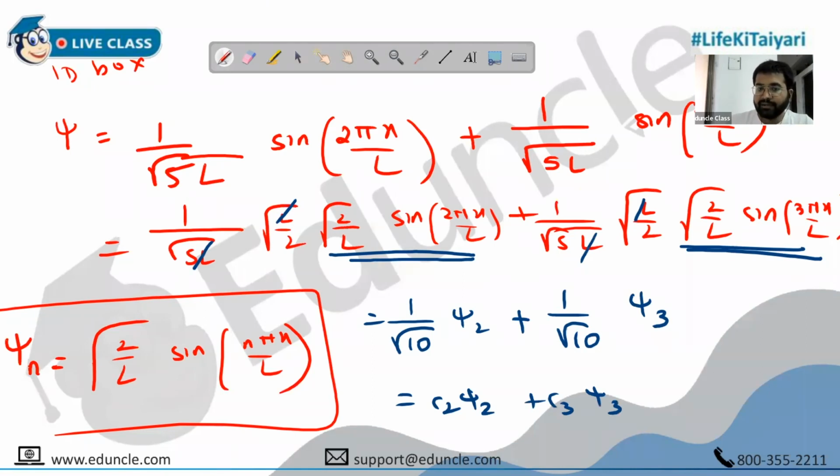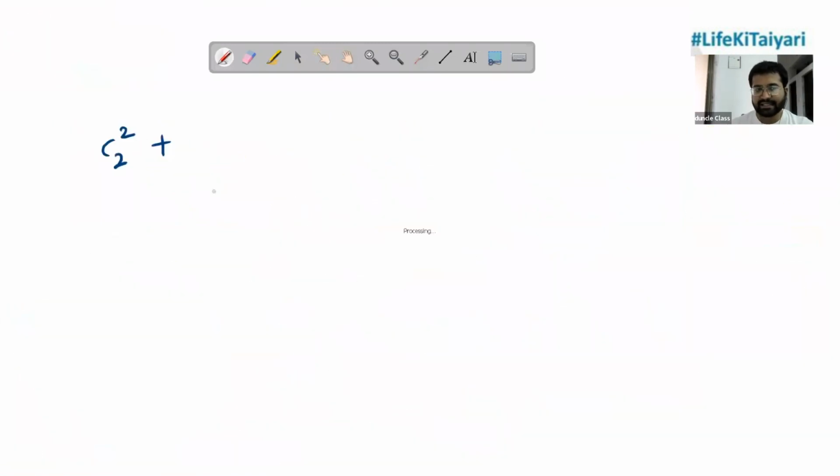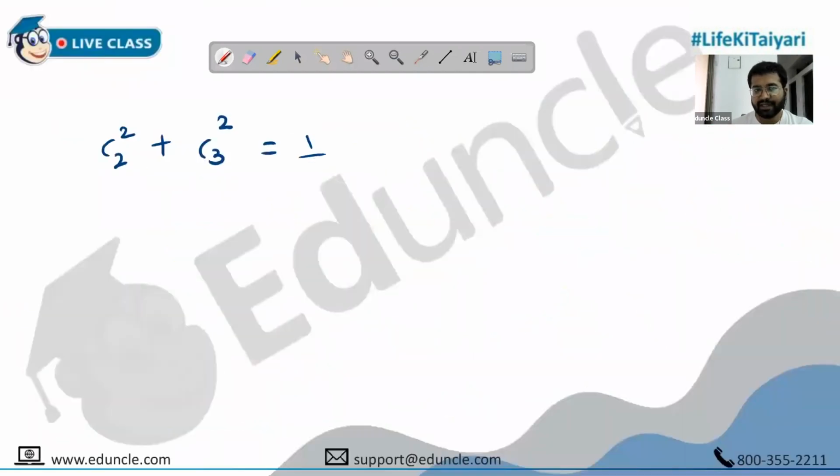So where C2 is 1 upon root 10 and C3 is 1 upon root 10. Also, is this normalized? No, sir. How do we check the normalization condition? C1 square plus C2 square. Yes. So right now we have got C2 and C3. So I'll just write C2 square plus C3 square. And we have got 1 upon root 10 square plus 1 upon root 10 square. That's 1 by 10 plus 1 by 10. So this is 2 by 10 and this is 1 by 5. So since this is not equal to 1, this is not normalized.